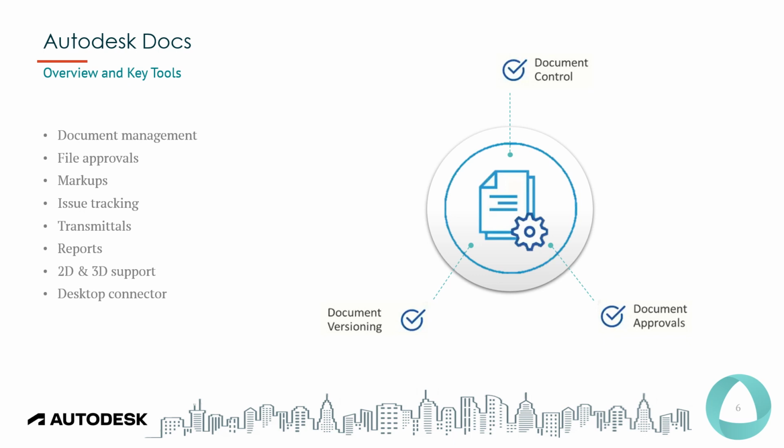Then you have your transmittals tool. In Autodesk Docs, this allows you to see a list of all transmittals along with details like the status, the transmittal ID, title, who's the sender, who received it, or the recipients, the date of creation, and then the number of files that's included in the transmittal.